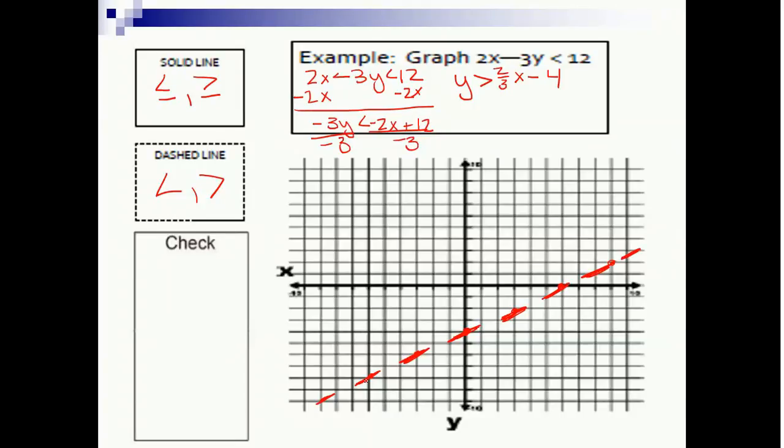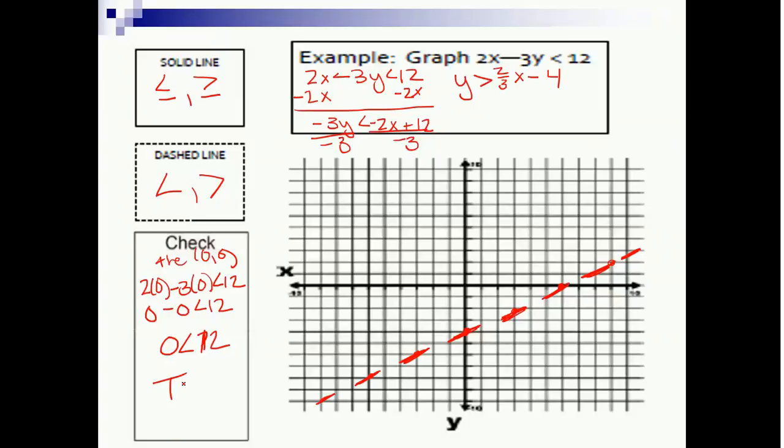Just like that. Now, to shade, you're going to check your answer. Here's the best way: check the point 0, 0. If your line's not going through 0, 0, you can definitely check that point. It's the easiest one to check. So if I put 2 times 0 minus 3 times 0 is less than 12, I'm going to get 0 minus 0 is less than 12, or 0 is less than 12. Is that a true statement? Is 0 less than 12?